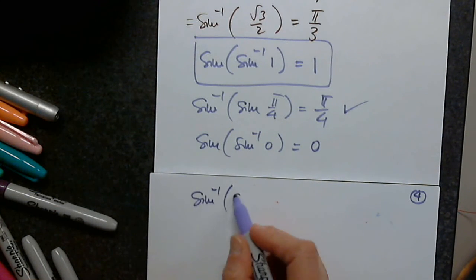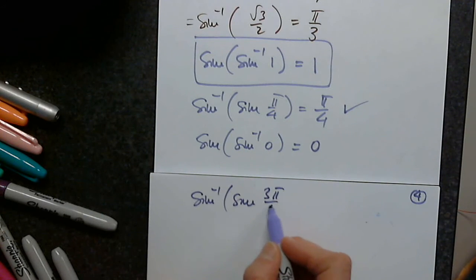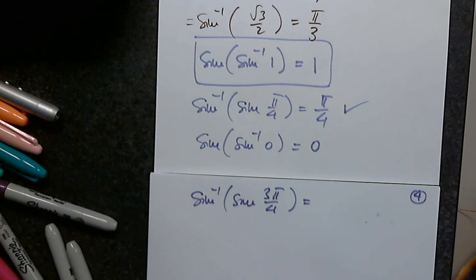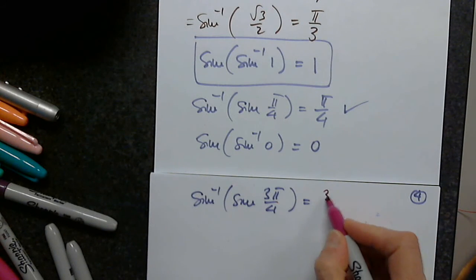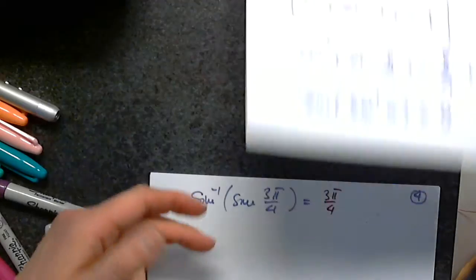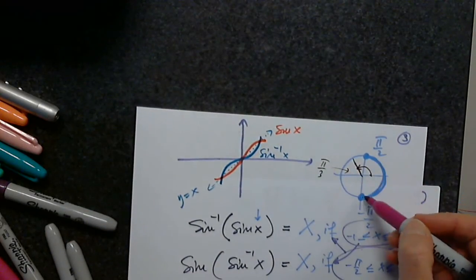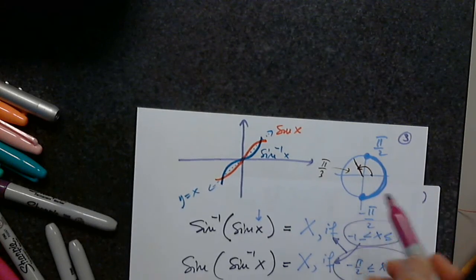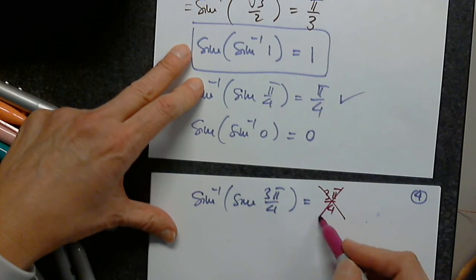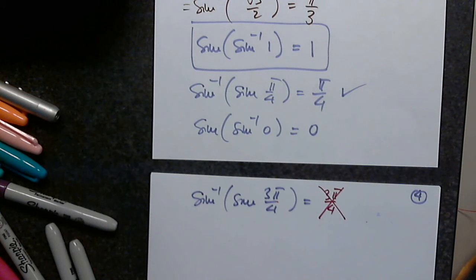Sine inverse of sine 3 pi over 4. What will you be tempted to write? I would be tempted to write 3 pi over 4, right? But where is 3 pi over 4? 3 pi over 4 is not here; 3 pi over 4 is here. So I can't use it. Can I still determine this? Yes, but step by step.